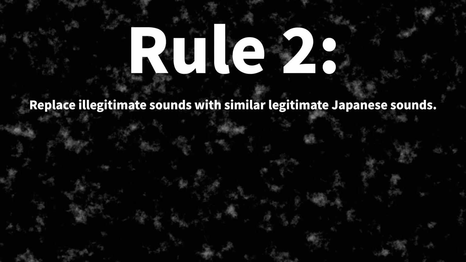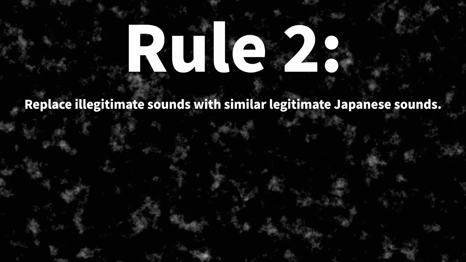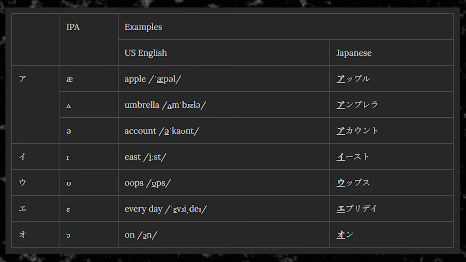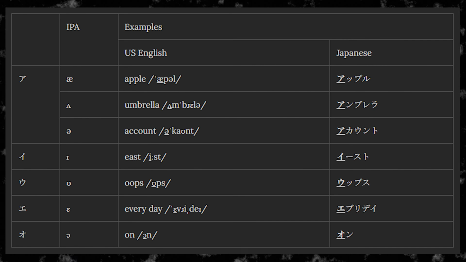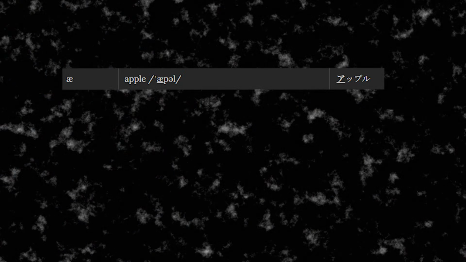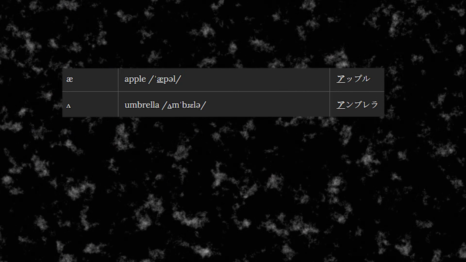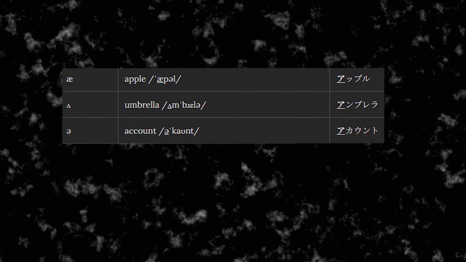Rule 2. Replace illegitimate sounds with similar legitimate Japanese sounds. This rule is kind of self-explanatory. There are some obvious illegitimate sounds in many English words, or also non-English words. Not illegitimate as far as words go, but as far as Japanese goes. Here is another chart. English apparently has 3 A sounds, which is news to me. That aside, all of these A sounds are turned into one A. Apple becomes "apuru," umbrella becomes "anburera," account becomes "akaunto."